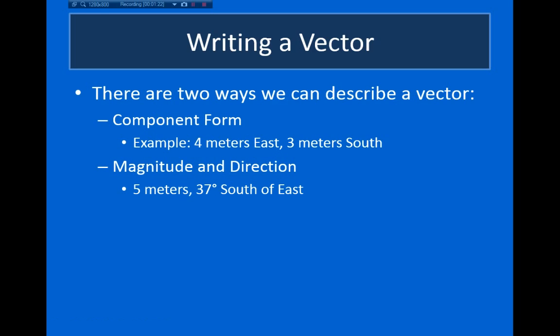There are two ways that we can write a vector. One way is we can list the components, and this is called component form. So for example, if I want to talk about the change in an object's position, I could say that an object is 4 meters east and 3 meters south from where it started. Alternatively, I could just explicitly state what the magnitude and direction of the vector are. So for example, I could say that an object is 5 meters from where it started in a direction that's 37 degrees south of east from where it started.